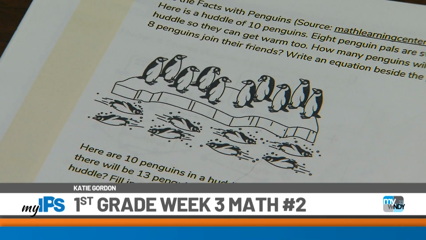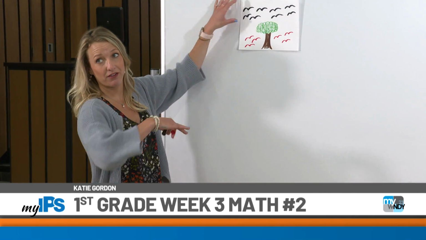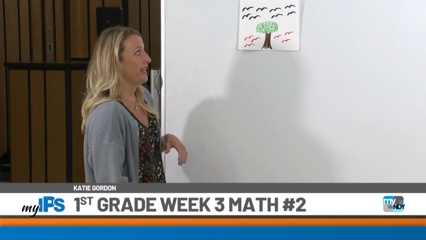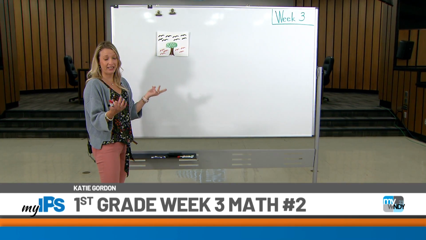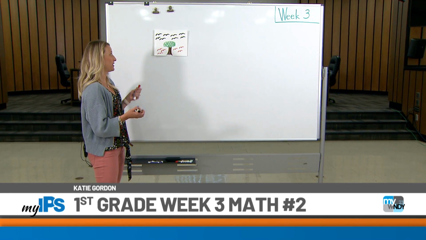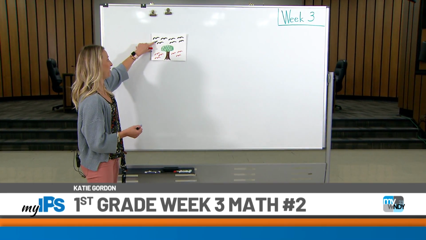So the first one, you'll see that there are penguins sitting on top of ice, and there are penguins swimming below the ice. So I have some birds, and I have birds flying above the tree, and then I have some cardinals that are flying below the tree. And so just looking at this picture representation, what can I identify about the picture? I know that there are blackbirds and redbirds. How many blackbirds are there? Take a moment, try to see if you can find it.